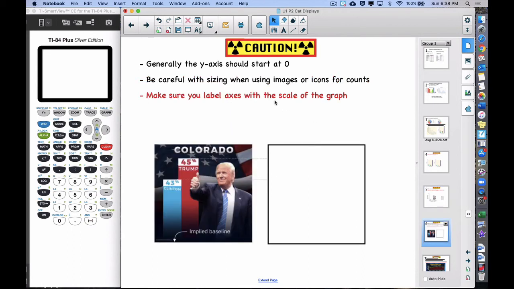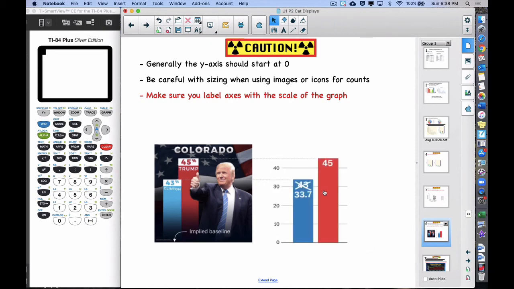Next, make sure you label axes with the scale of the graph. This is from the 2016 election, but they just threw up these bars in the background. And if you don't look closely at the numbers, it makes it seem like this is 0, and look at how much bigger this bar is than that bar. But if you actually draw it to scale, the physical distance between the two that they drew, this would only be at 33.7%. So if you're going to draw it to scale, those two should be much closer. So we need to make sure to label the axes and tell where the scale is on the side so we can properly compare the things that we're looking at.